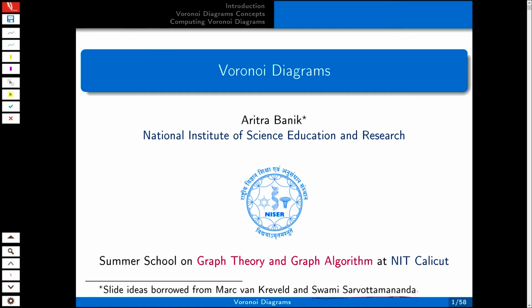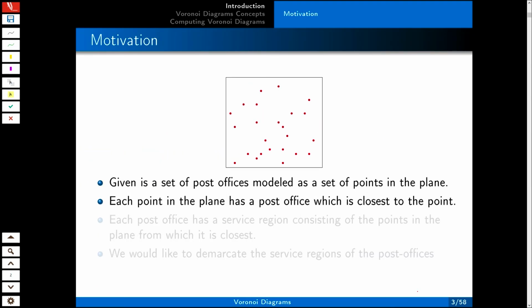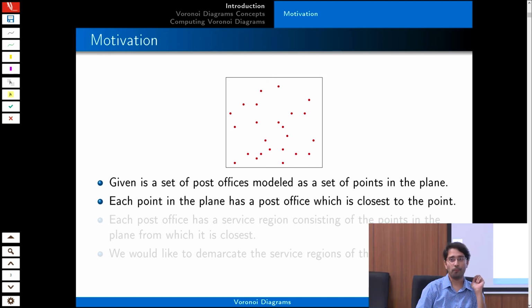So the next topic that I would like to cover is Voronoi diagrams. This is a very interesting geometric structure. Suppose you are trying to build an ambulance network for the city of Kozhikode. So what you know is the location of the ambulances, where they are actually kept, maybe the hospitals where they are kept.